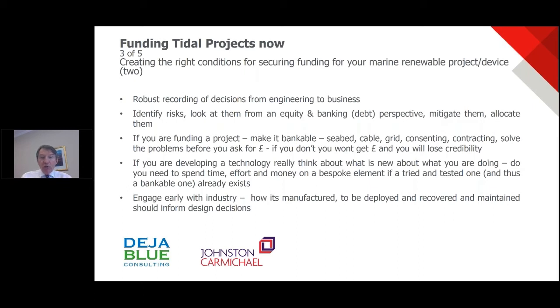You need to look at the risks you've identified from an equity and banking perspective, not just from a technology perspective. If the project is not bankable, then you will have real difficulty raising debt. So make it bankable. With all the agreements and all of the documents, don't think, we'll get it signed now, we'll crack on, we'll solve that little problem later. That little problem will emerge under any diligence, and it will come back to bite you.